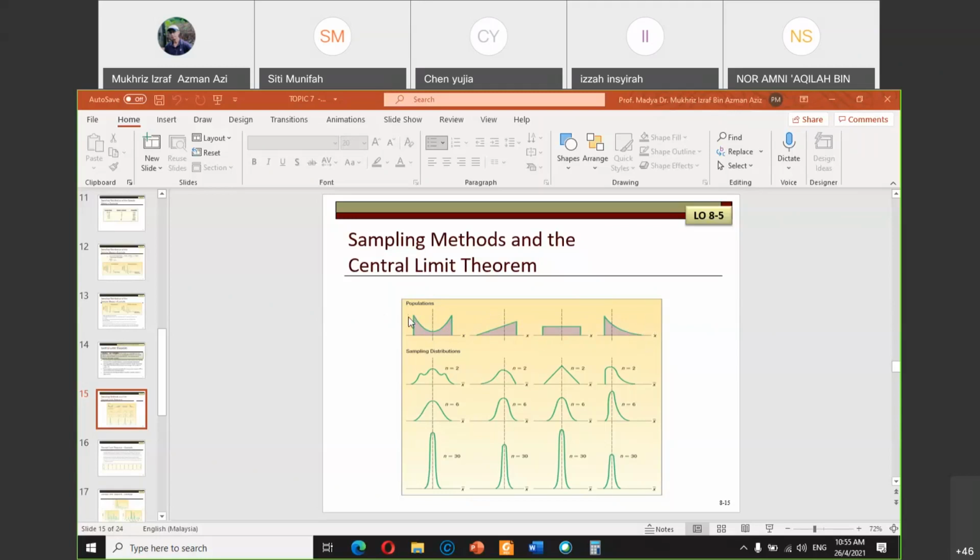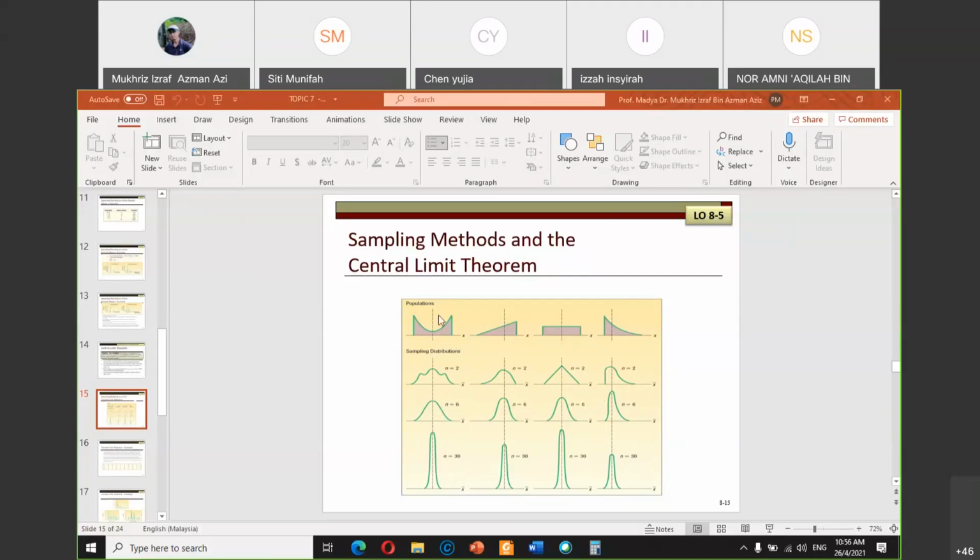Okay, but when you take a sample from the original population, so let's say you take 200 samples to represent that 20,000 students, you can see that as you increase the sample size, from as small as 2 until n equals 30, or even more than 30, the shape of the distribution tends to be approximately normal.